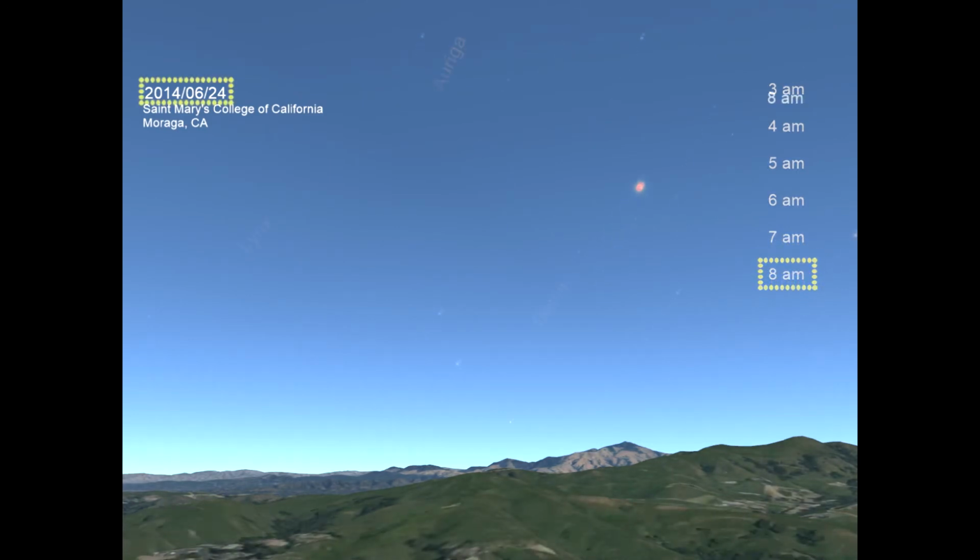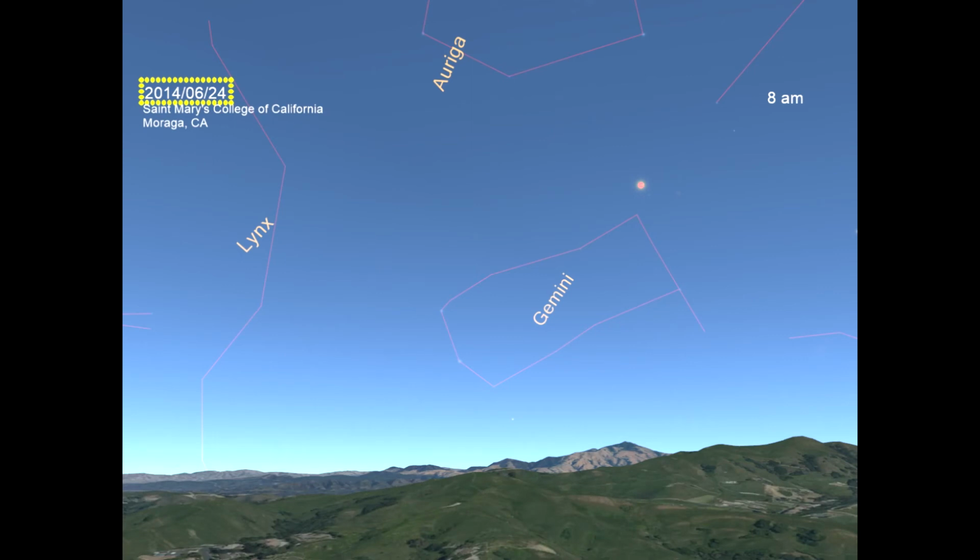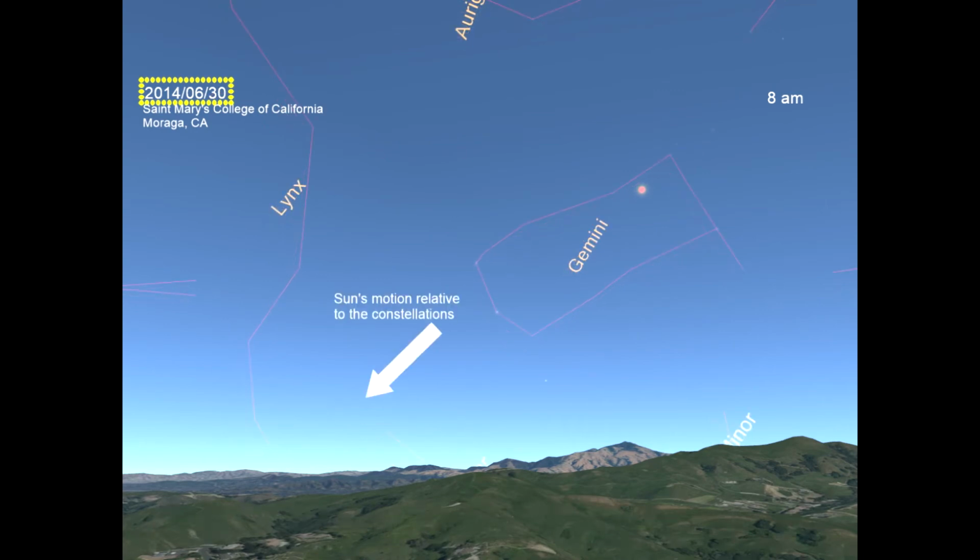However, by observing the location of the Sun over the course of several days, we can see that the Sun gradually wanders relative to the constellations. Watch how the Sun's location changes as we jump forward at 8 a.m. over the course of 1 week. As you can see, relative to the constellation Gemini, the Sun appears to move towards the lower left or to the east. Over a full year, the Sun will move in this easterly direction around the entire sky.